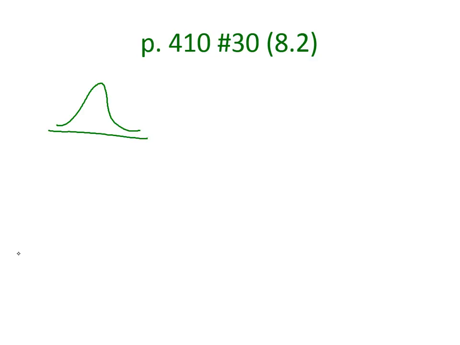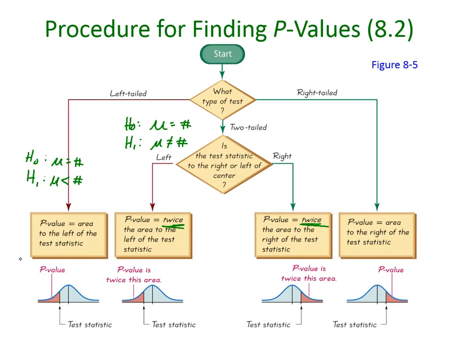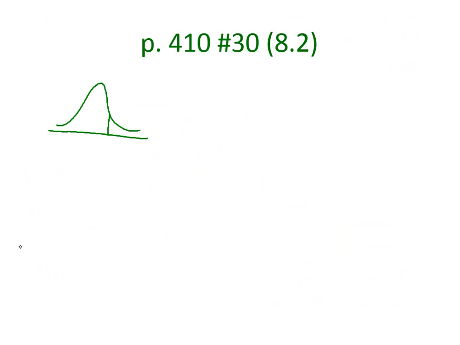So I'm looking at a right-tailed test, which means from what we talked about before, if I'm doing a right-tailed test, what do I find for my p-value? I find the area what? Right-tailed. Find the area to the right of the test statistic. And so on this one, I want to find the area to the right of this test statistic. My test statistic is 2.50.